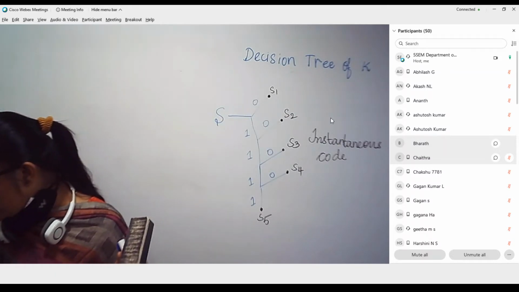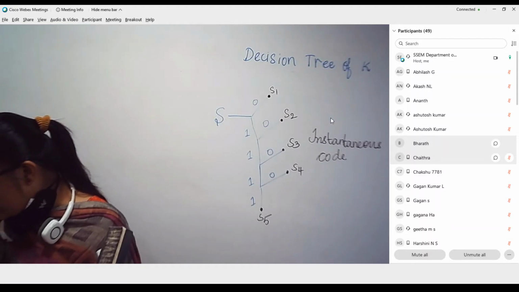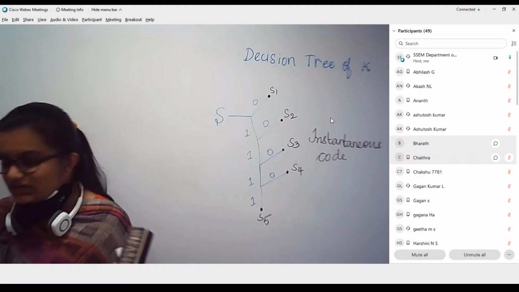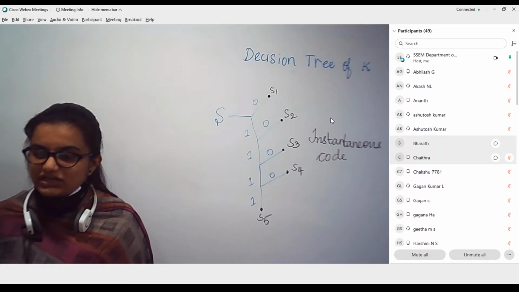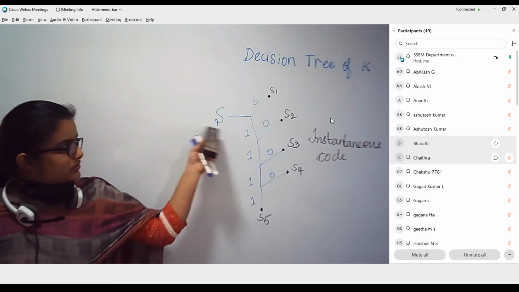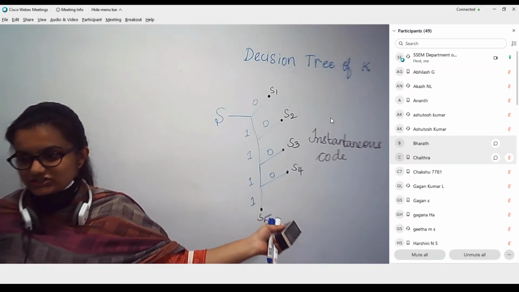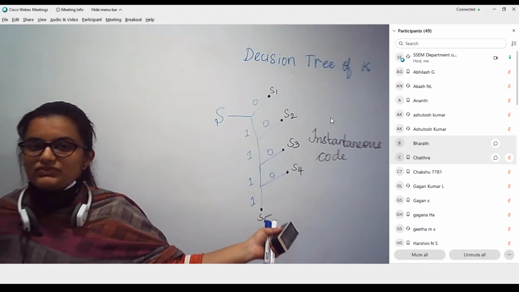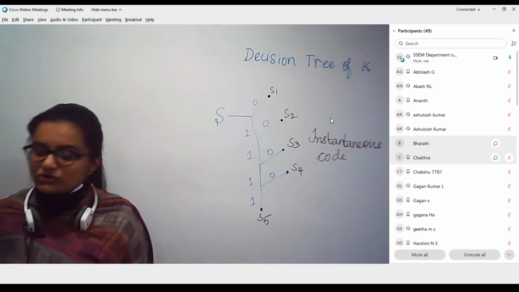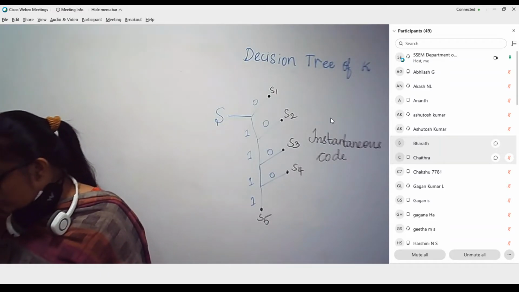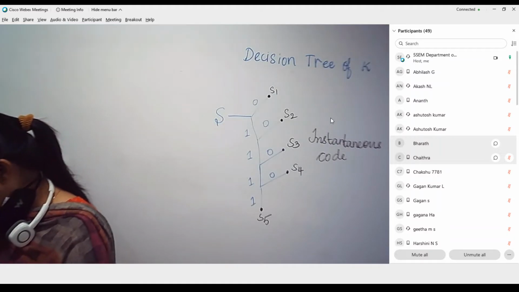Now we are going to look at how to construct the instantaneous code. We will have to take care of the prefix property, and we also need to follow something similar to this decision tree, so that it will be easier even for the designer to design such a decision tree rather than going with a complex one. Because it is very simple and easier to construct.